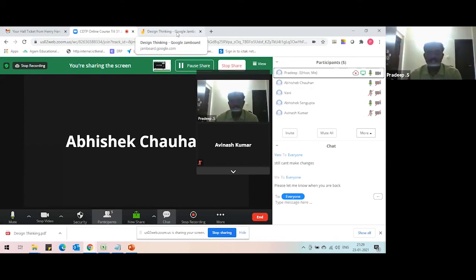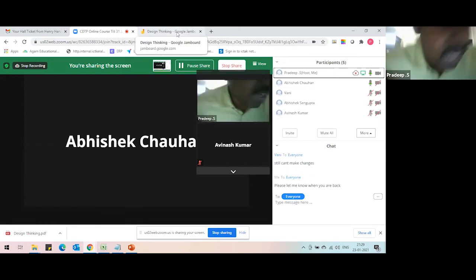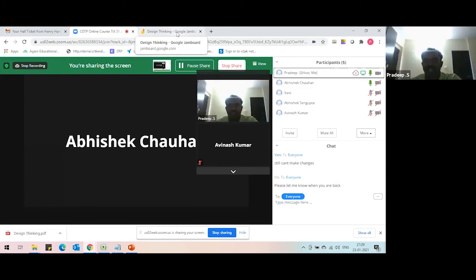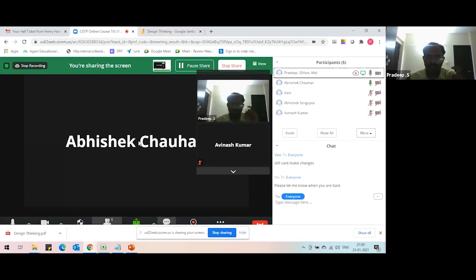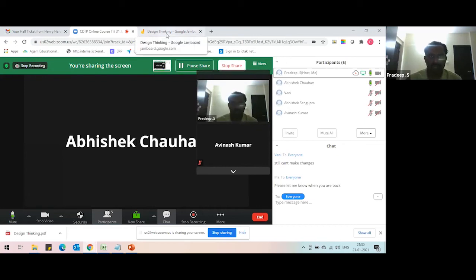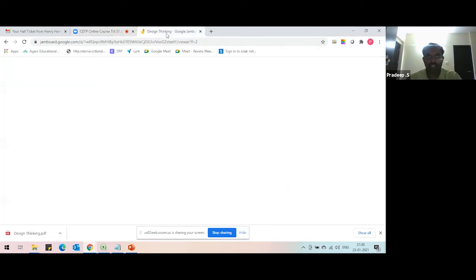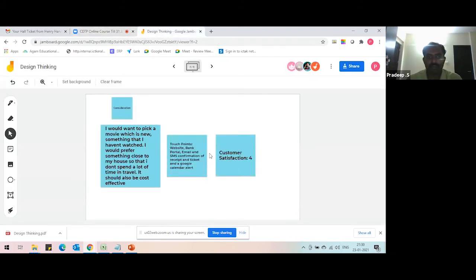Okay, so let us start. We were doing the customer journey mapping for movie going. We already identified the stages, then we were identifying the different user goals or expectations, then we identified the touch points, then we talked about the emotional reaction to each touch point. So which stage of the customer journey are we on? Let us go to the next stage quickly.